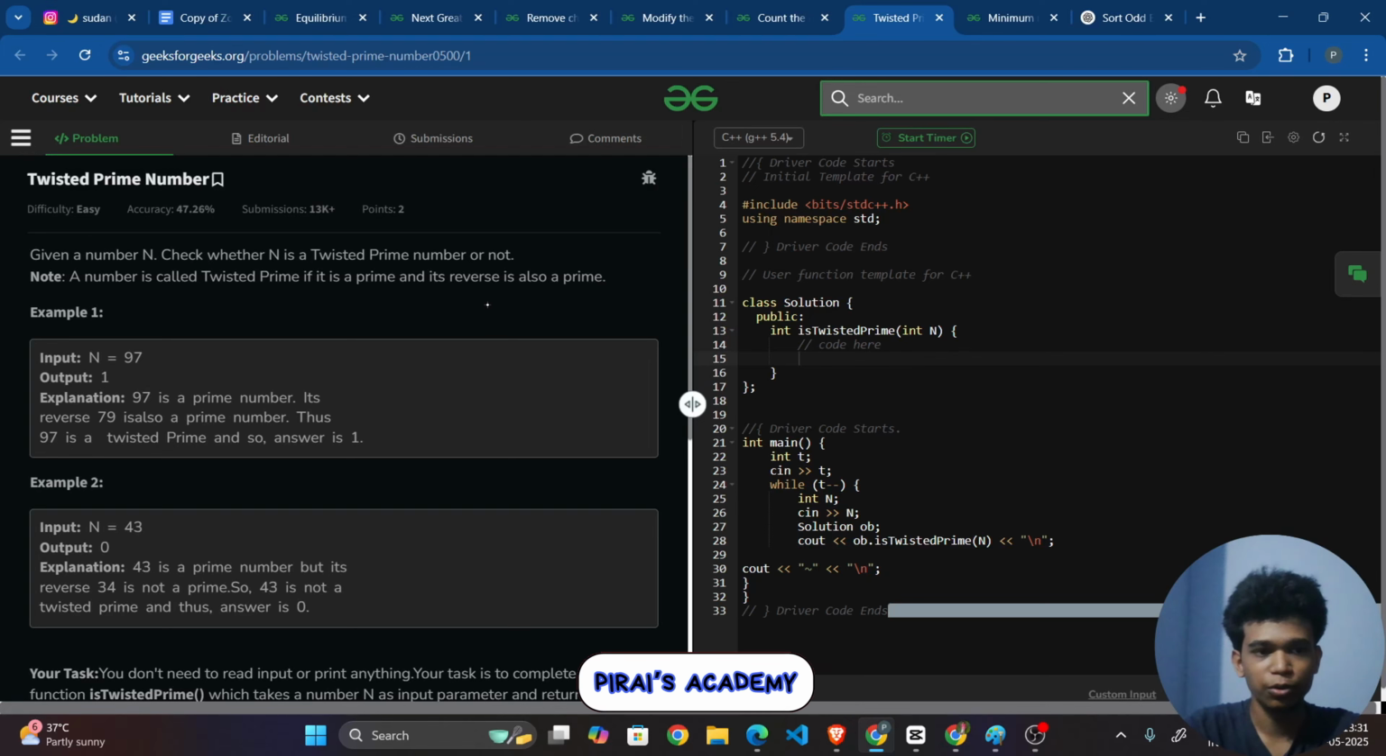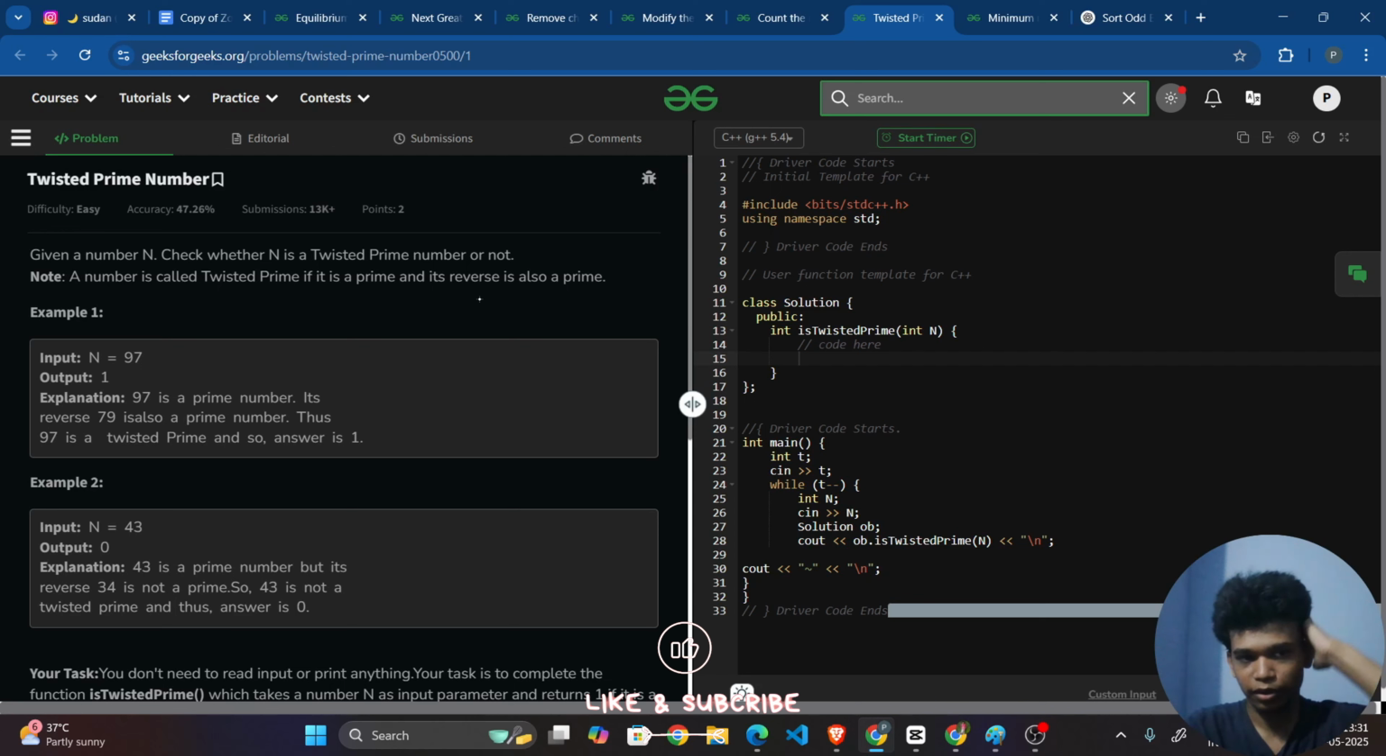In the series of Zoho interview questions, today we are going to see a question called twisted prime number. Given the number n, check whether n is a twisted prime number or not. Note, a number is called twisted prime if it is a prime and also its reverse should be a prime.